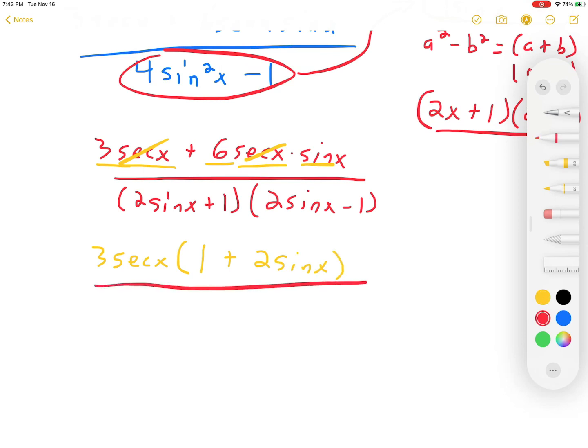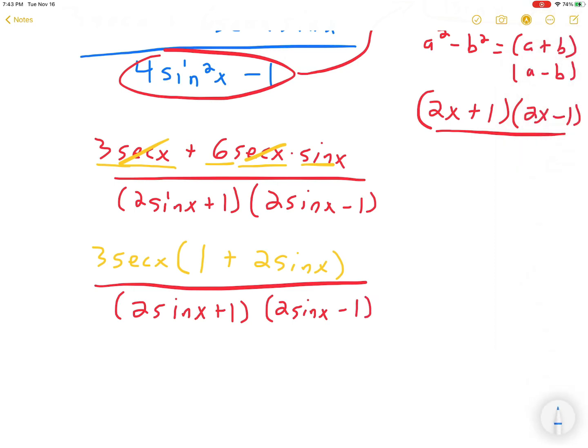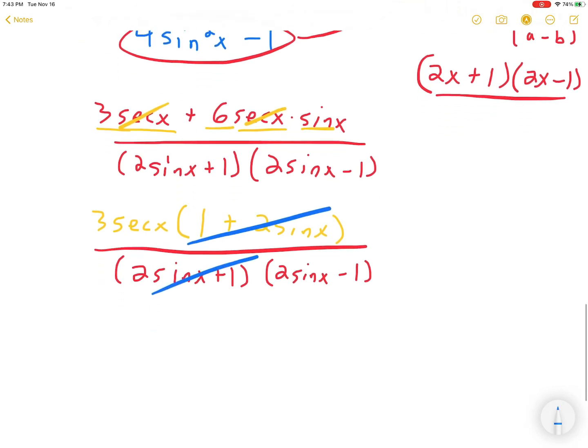And then, of course, this would be divided by 2 sine x plus 1 multiplied by 2 sine x minus 1. Now we look for any like terms that we could cross out, and we could see that 2 sine x plus 1 and 1 plus 2 sine x are the same thing, so we can cross those out. And then we're left with 3 secant x divided by 2 sine x minus 1. And this is fully factored and simplified, and I don't think this can be broken down any further.